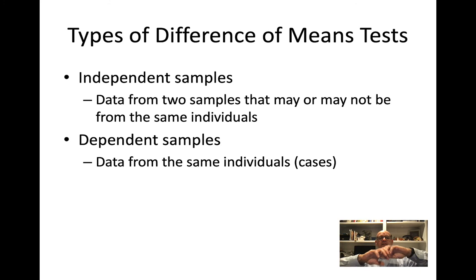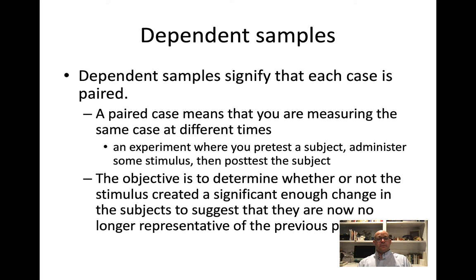Okay, dependent samples, this is what I was talking about, each case is paired. You're measuring the same case at different times. This is important. It's like an experiment where you pre-test a subject, administer some stimulus, and post-test the subject. You're trying to figure out whether that stimulus caused a significant enough change for them to be different. What were they before? What are they now? Same logic here. If the effect was zero, which is what the null hypothesis is, the measurements before and after are going to be really close to zero. But if that program caused some change, was that change big enough to say now, before was this and after is this, and they really are different? The probability that they're the same is very, very small. Okay.